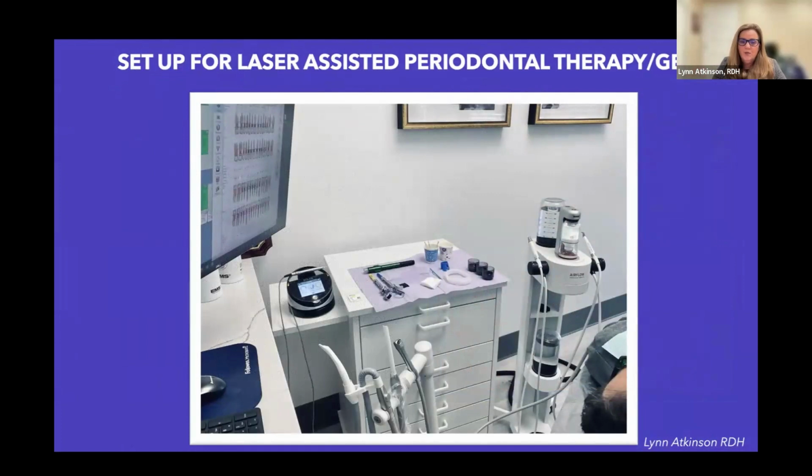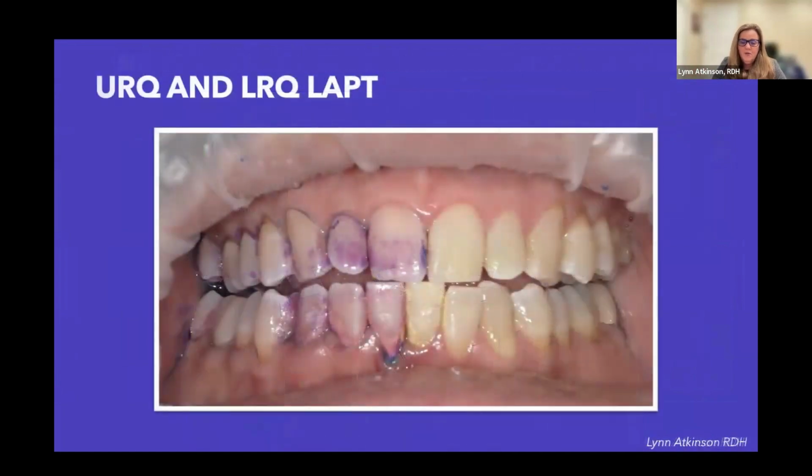This is what the laser periodontal therapy setup looks like. I have my anesthesia, I have my guided biofilm therapy, I have my BioLase Epic X laser, which is a 940 nanometer laser. This is the upper right and lower right when I'm doing laser-assisted periodontal therapy.